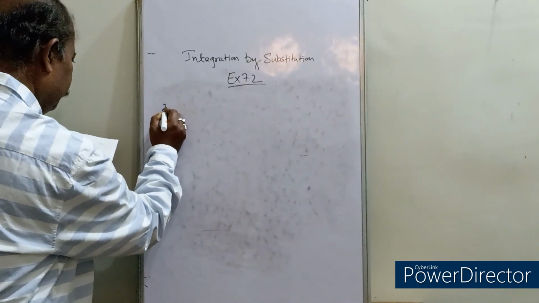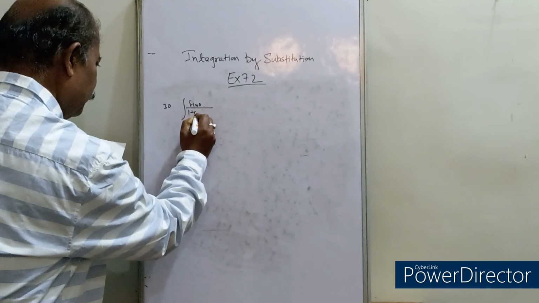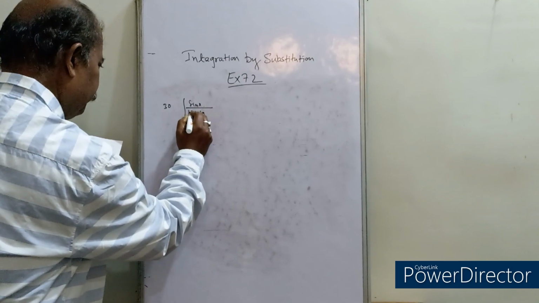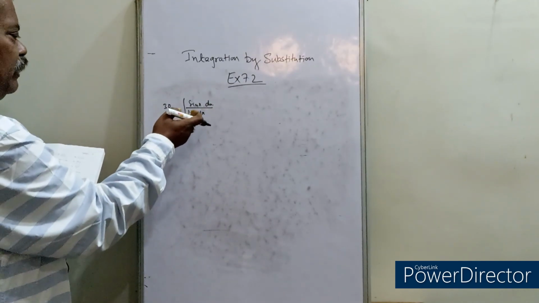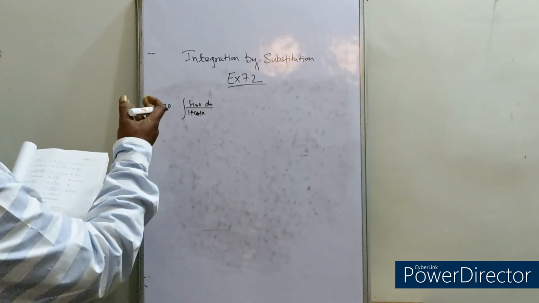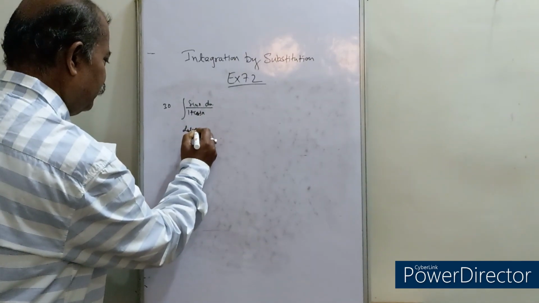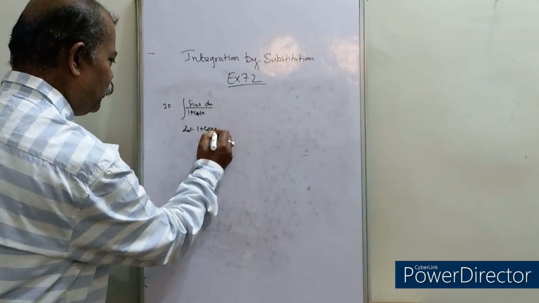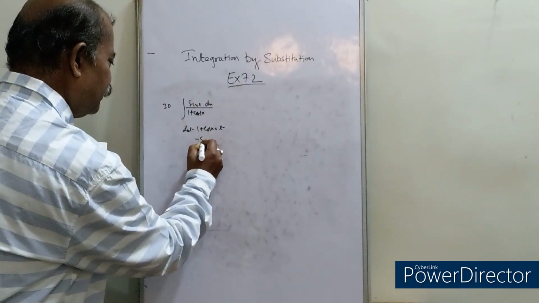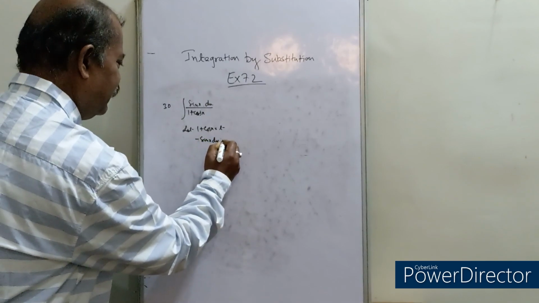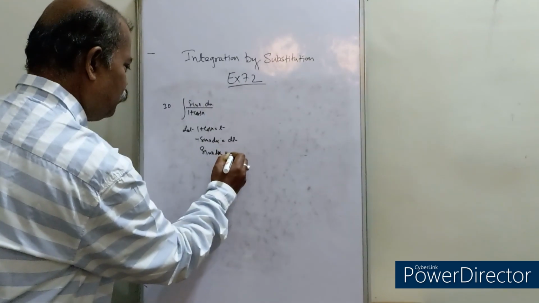Question number 30, that is the integration of sin x by 1 plus cos x dx. This is also easy, because if I suppose 1 plus cos x, then the differentiation of cos x is sin x, which is available in the numerator. So let us take 1 plus cos x is equal to t. When I differentiate it, the differentiation of the constant is 0 and of cos x is minus sin x, so minus sin x dx is equal to dt. So sin x dx is equal to minus dt.